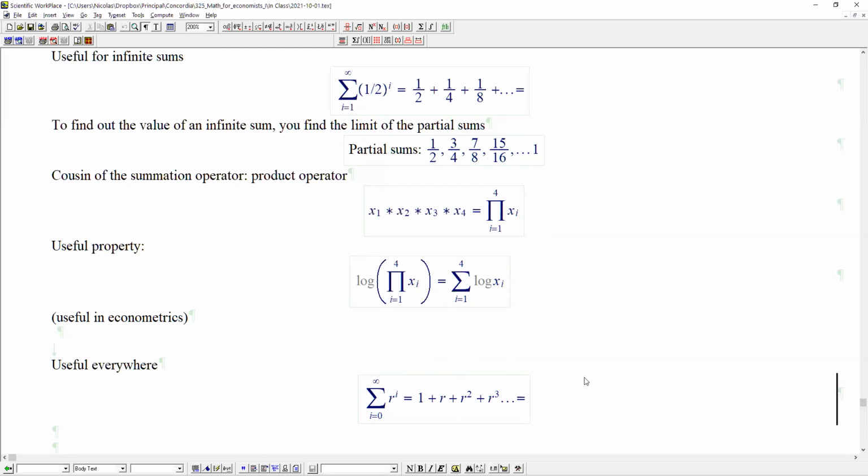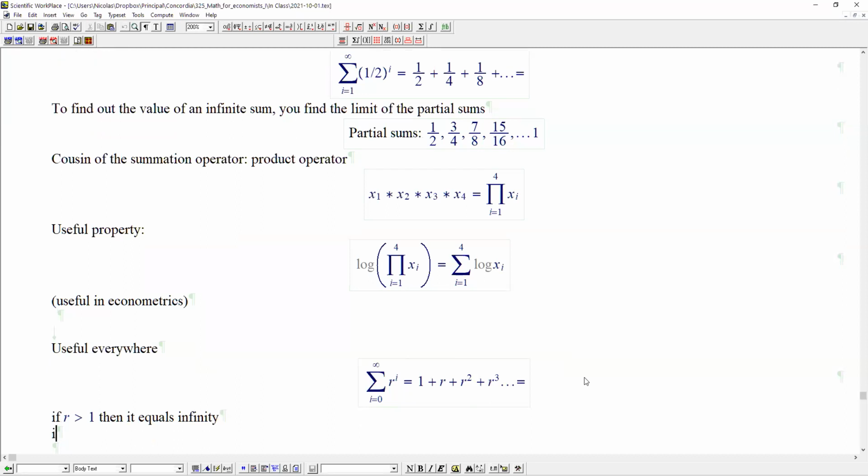First of all, if R is larger than 1, then the sum equals infinity. You just have to do the partial sum. Imagine if R is 2, then it's 1 plus 2 plus 4 plus 8, so this goes to infinity. But if R is smaller than 1, here is how you find it.